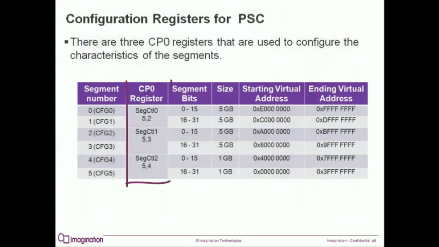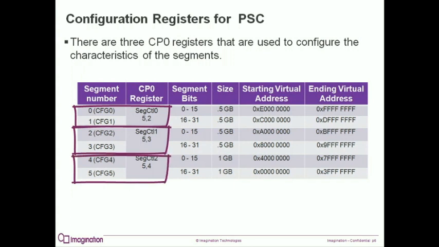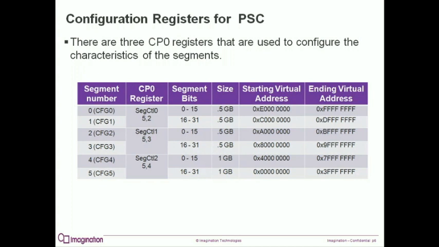Segments are programmed using 3 CP0 registers that are used to configure the characteristics of the segments. Each register is divided into two 16-bit sections. Each section is used to configure a segment. Shown is an expanded segment address table with the CP0 registers and bit fields that correspond to each segment. The size column is the size of the segment, and the address columns are the starting and ending address for each segment.